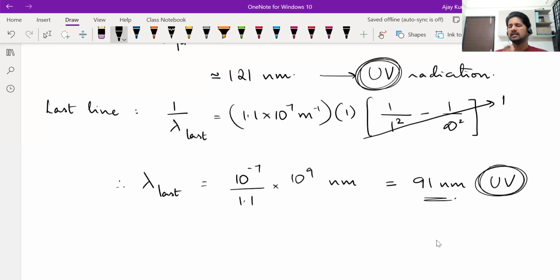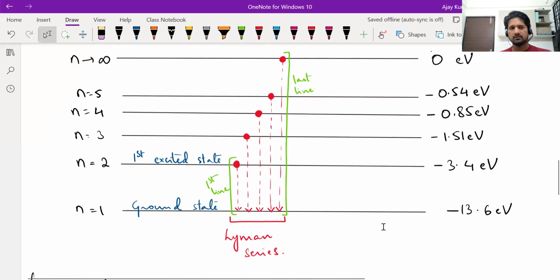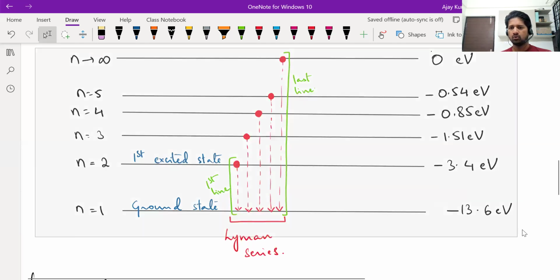So every line of the Lyman series falls in the UV range. The entire Lyman series of hydrogen is ultraviolet radiation. So hydrogen atom is capable of emitting UV radiations. If the electron of the hydrogen atom jumps from any of the higher states directly to the ground state, it emits UV radiation. Now it's also possible that an electron jumps from one of the higher orbits to n equal to 2.